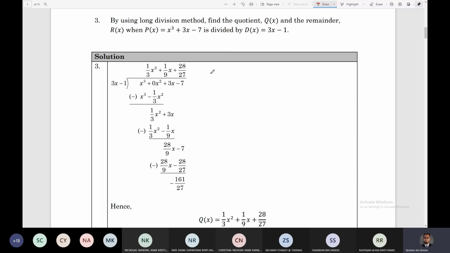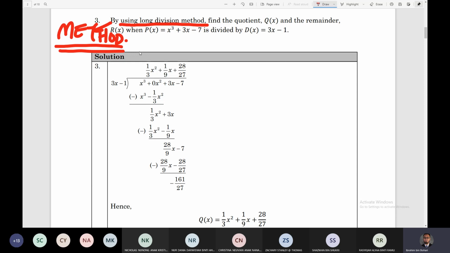Okay, question 3, using a long division, find the Q(x) and find the R(x) of the polynomials x cubed plus 3x minus 7 divided by 3x minus 1. Okay, check first method. Method ni pastikan you all pakai method yang betul. Okay, saya tekankan method dulu. Okay, dalam exam nanti baca dulu soalan, pastikan guna method yang betul.